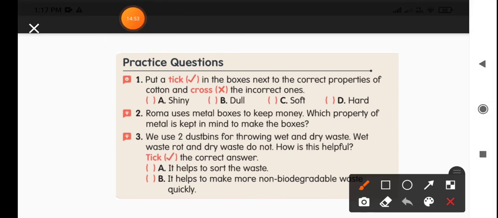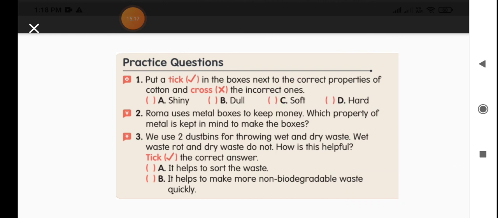Put a tick in the boxes next to the correct property of cotton and cross the incorrect ones. So when you see the cotton object, is it dull? Is it soft? Is it hard? Is it shiny? Which properties related to the cotton you need to identify? Definitely it is soft. So like that you find out the characteristics of cotton.